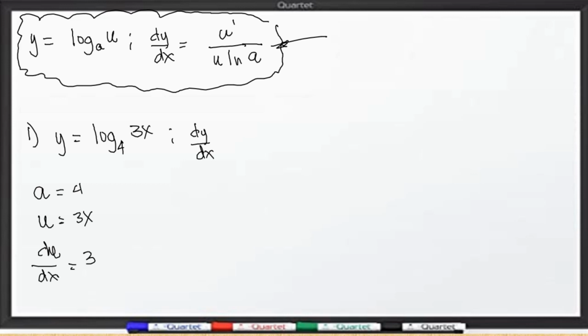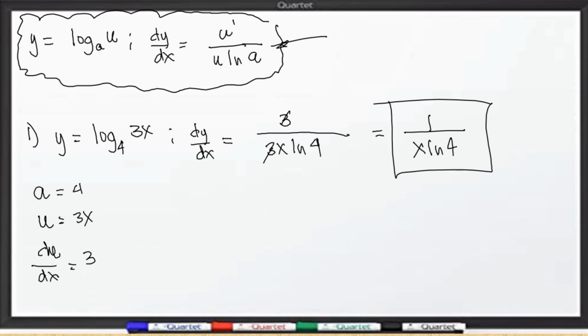We are now ready to plug into the formula. Direct substitution. We will have here 3 over u, which is 3x, and then ln of a, which is 4. Okay, ln of 4. Etong 3 at saka 3, pwede nating makancel. What we'll have is 1 over x ln of 4. This will be our derivative. Okay, I hope with this very simple example, nakukuha nyo na kung paano tayo magsosolve ng derivatives of logarithmic functions.